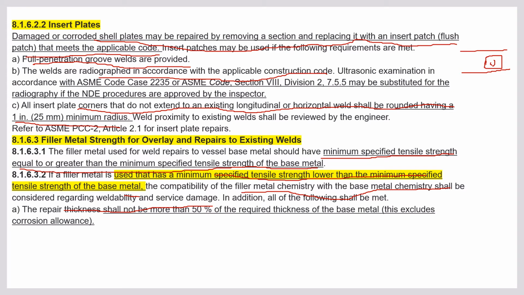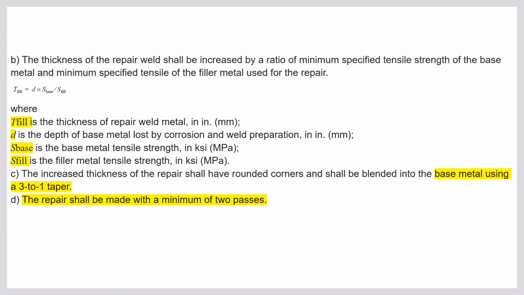The repair thickness shall not be more than 50% of the required thickness of the base metal. The thickness of the repair weld shall be increased by the ratio of the minimum specified tensile strength of the base metal and the minimum specified tensile strength of the filler metal used for the repair. This is a calculation. I cannot guarantee it, but a few times we will find such questions. T fill is the thickness of the repair weld metal in mm, and D is the depth of base metal lost by corrosion. S base is the base metal tensile strength, and S fill is the filler metal tensile strength.